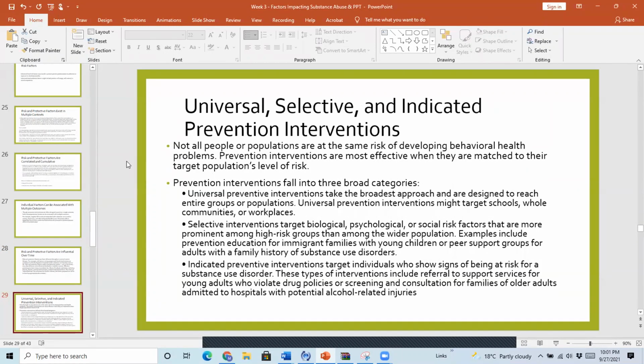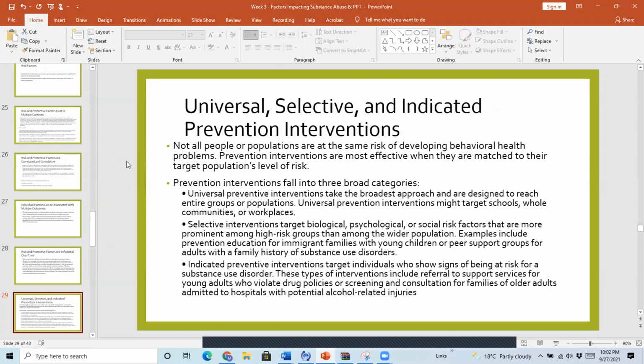Universal, selective and indicated prevention interventions. So this is a very general idea, and I just want to point out a couple of key points here. Prevention interventions fall into three broad categories. One is universal prevention, an overall broad-stroke prevention program. So something you might see at school: don't do drugs, don't use alcohol, and so on and so forth. Kind of like something you might see on an advertisement on a bus shelter, for example. Selective interventions are when we're trying to target biological, psychological, or social risk factors.